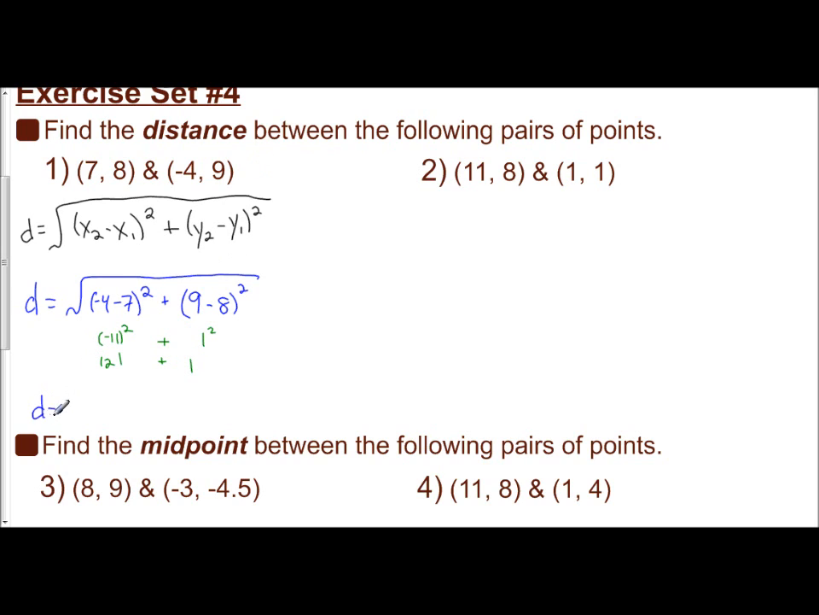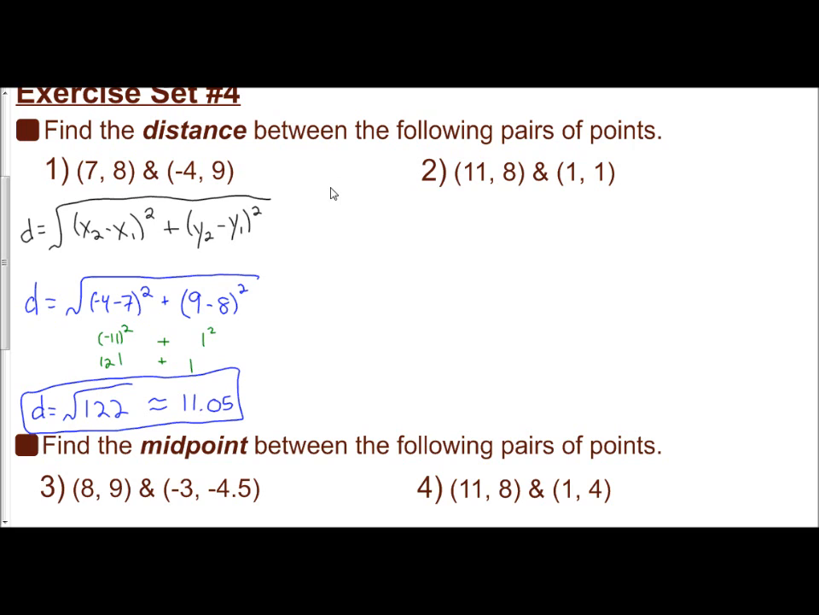So my distance is the square root of 122, which is approximately 11.05. And that is the answer. So we follow the same process for the next example.